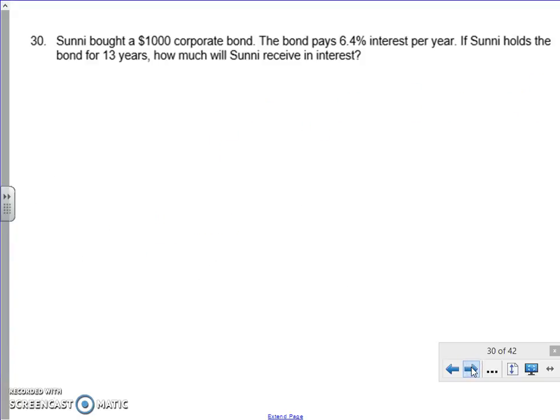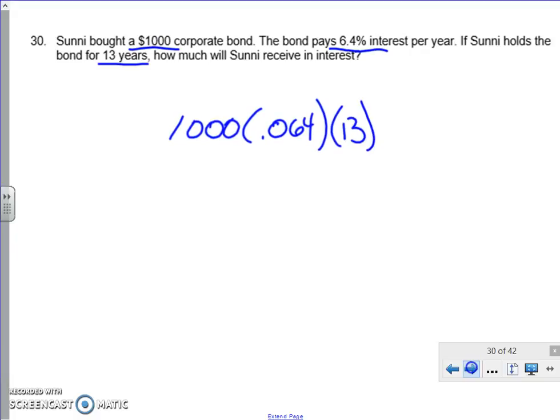All right, number 30. It says here that Sonny bought a $1,000 corporate bond. It pays 6.4% interest, and she keeps the bond for 13 years. How much will she earn in interest? This is a very basic, simple interest formula. It's $1,000 at a rate of 6.4% for 13 years, and she's going to earn $832.